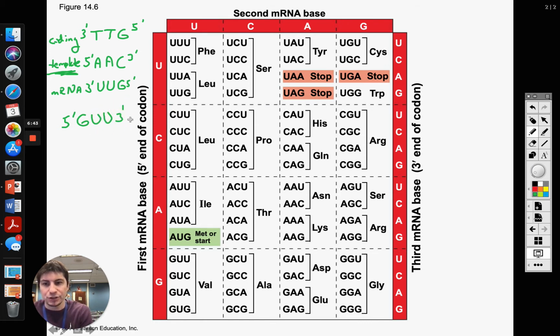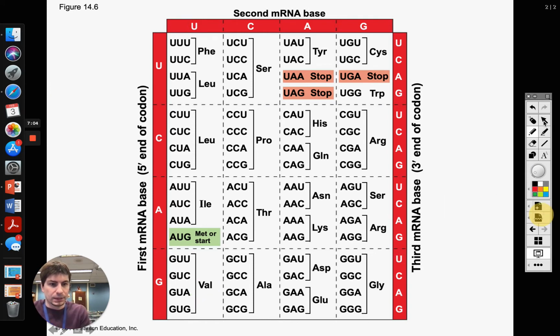It's 5' GUU. So we want to start on this side with the G. U is the second one, and U is the third. So if we come over here, GUU, it would be VAL or valine. Okay? So this is one amino acid chart, guys.